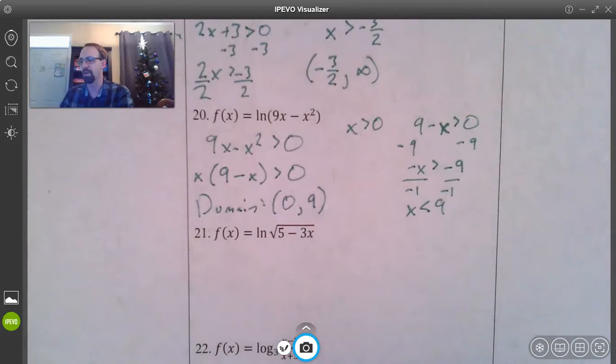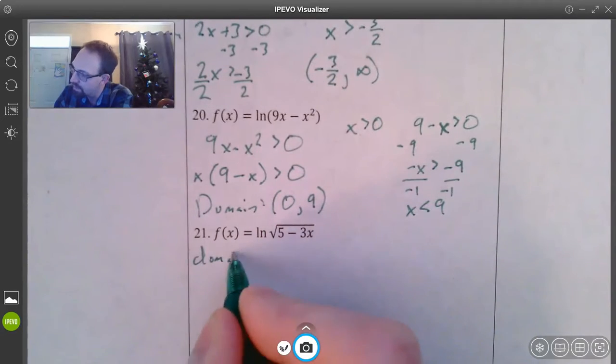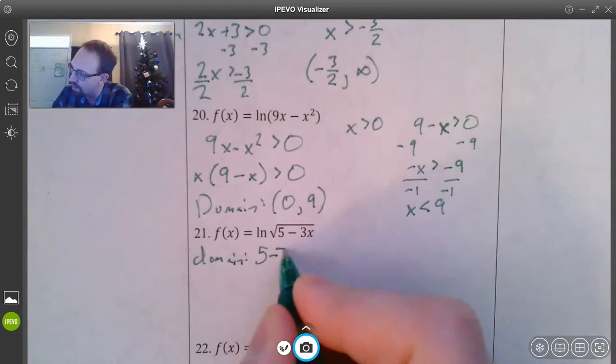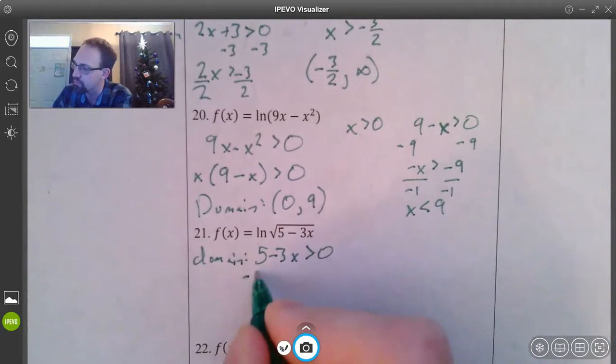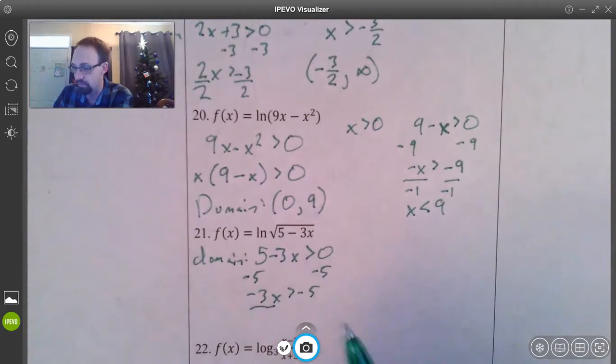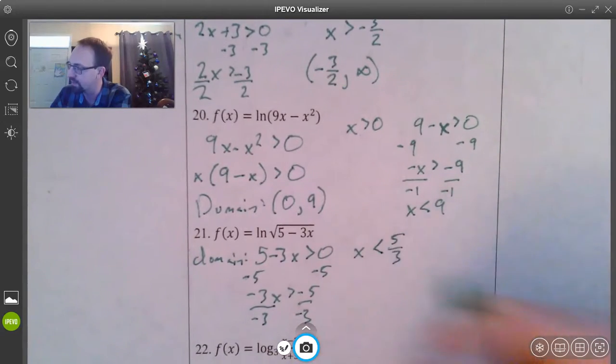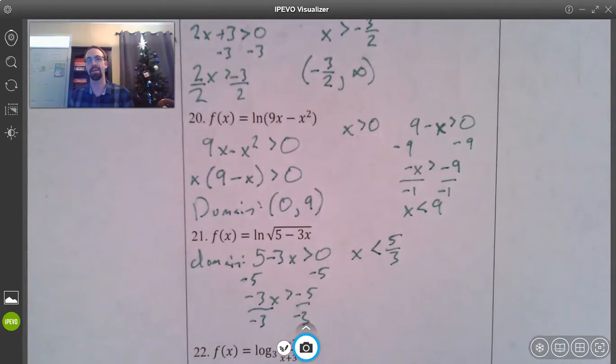This one's interesting because when we have the square root functions, we also have to limit the domain. So here we have 5 minus 3x is greater than 0. If I subtract 5 on both sides, I get negative 3x is greater than negative 5. Divide by negative 3, and you get x is less than 5/3. So my domain here for this one is x is less than 5/3.